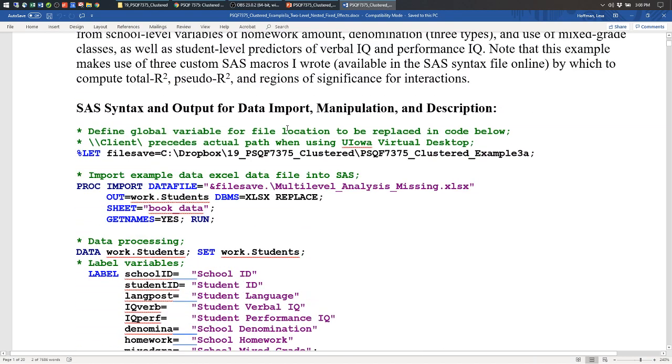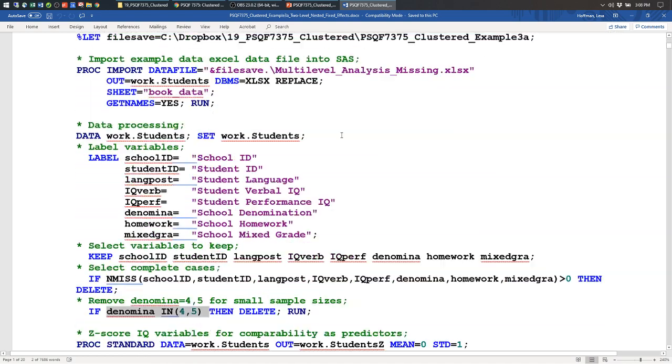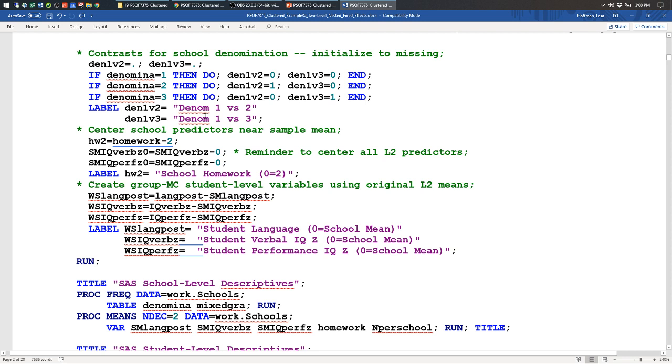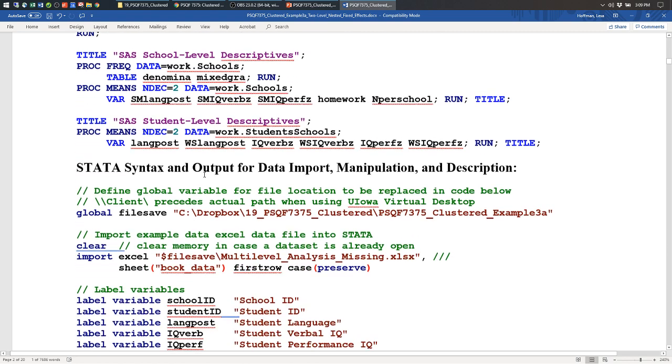Two of the variables at the student level were measures of IQ that I standardized. We can forgo that for right now. I created a school level data set so I could get descriptive statistics. I did that in SAS with proc means by school, where I outputted a new data set and saved the mean of these things. I created dummy codes for denomination and centered the school predictors. Homework was the only one that wasn't near 0, so I centered that at 2, which was near the mean. And then there's some descriptive stuff.